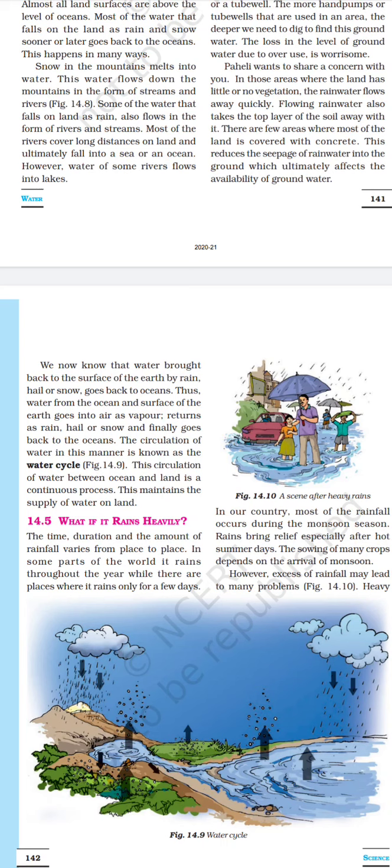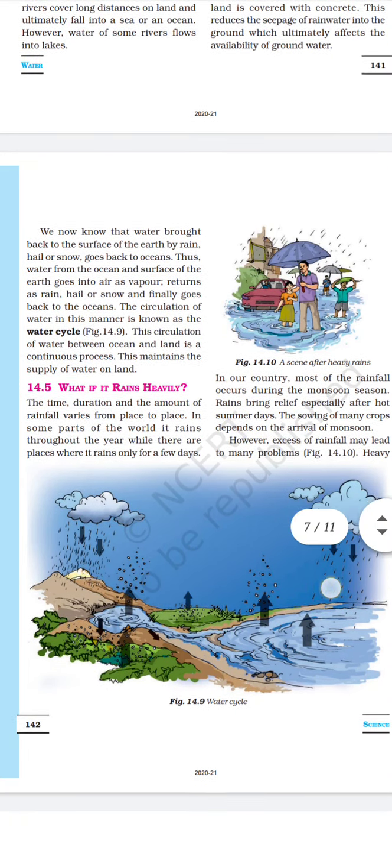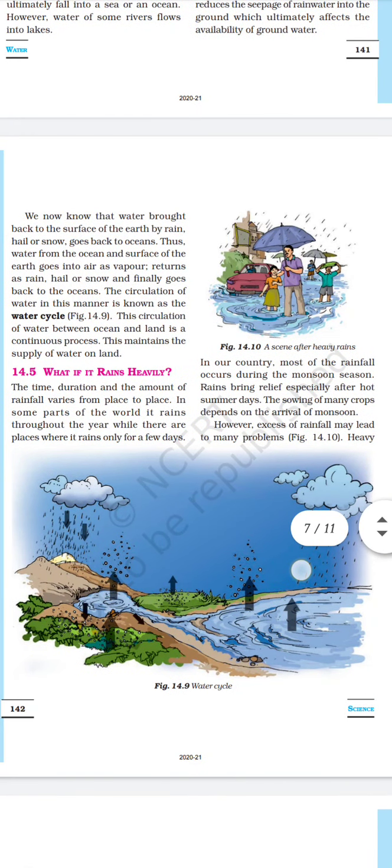This circulation of water between ocean and land is a continuous process. This maintains the supply of water on land. So this way we can get the water on the land also. Next is 14.5. The next topic: what if it rains heavily?